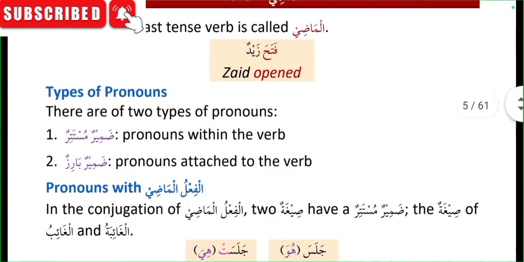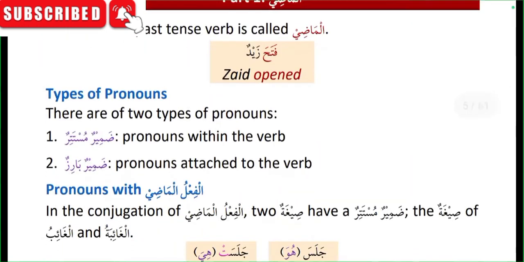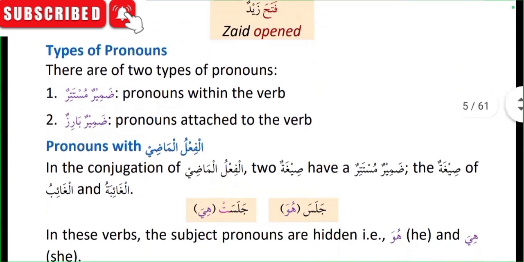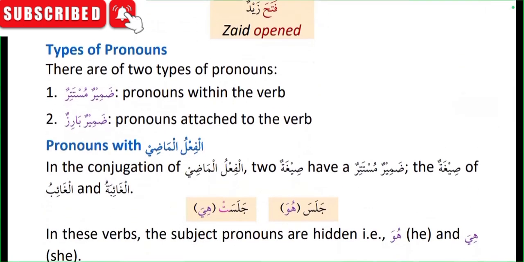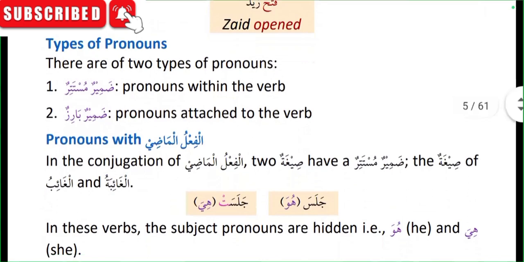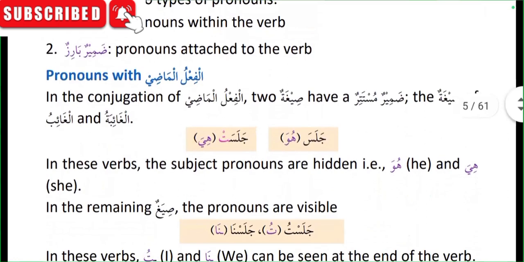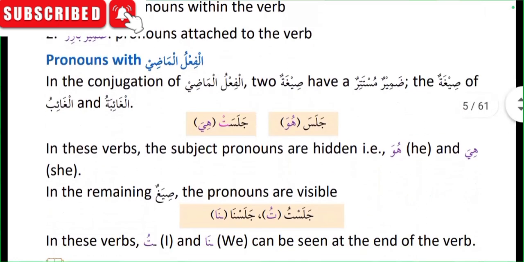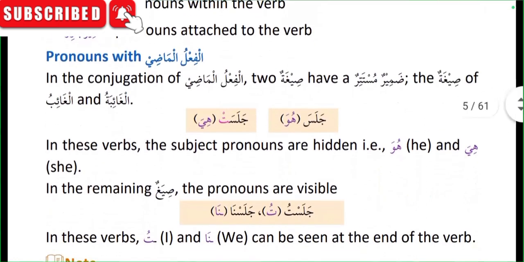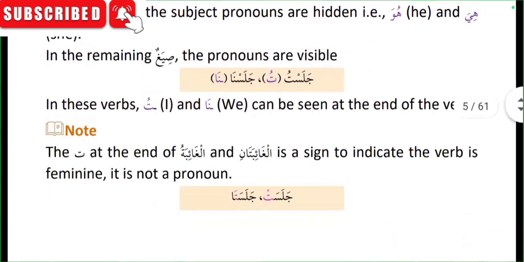Then we moved on to fi'l madi. Fi'l madi is made up of two components, the fi'l and the fa'il within itself. So either a fa'il is a damir mustatir or a damir bariz. In the case of huwa and hiya, it is damir mustatir. In case of other fa'il, it is always damir bariz. Damir bariz means a written pronoun or an open pronoun or a pronounced pronoun, right? So damir bariz is what is pronounced, and damir mustatir is what is not pronounced separately.